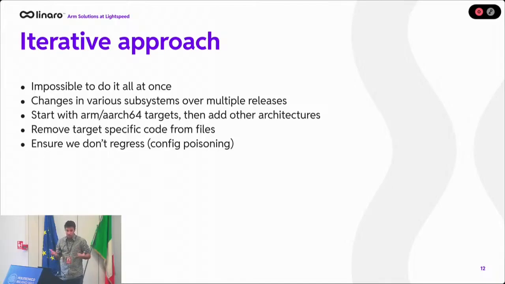And another important thing is that since we have to do that for a long time, we must make sure we don't regress, because if we fix some files and people reintroduce target-specific stuff all the time, it's endless. So for that, we are using config poisoning that I will present as well after, which was already present in QEMU, and that is very, very convenient for that.